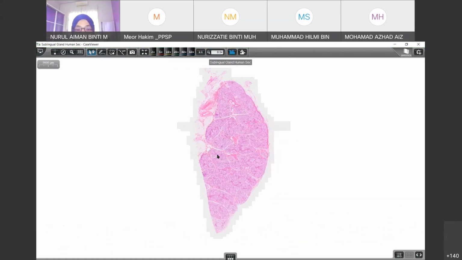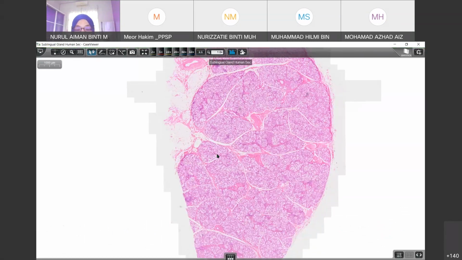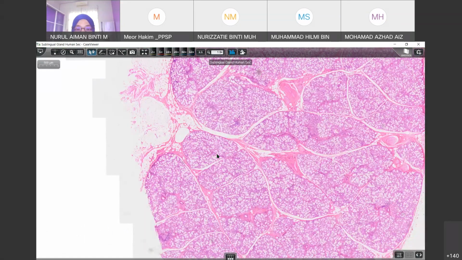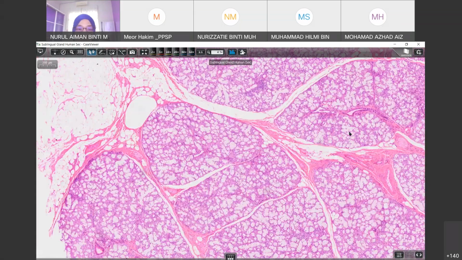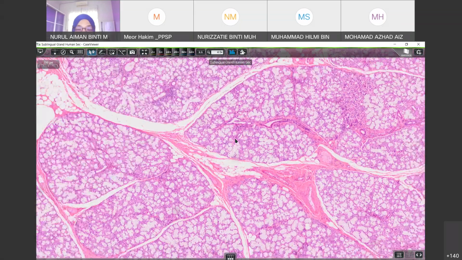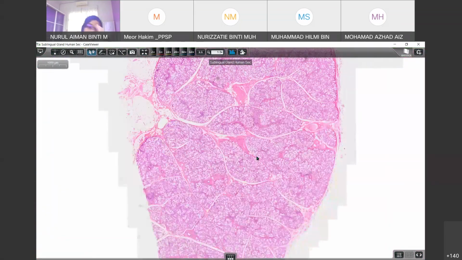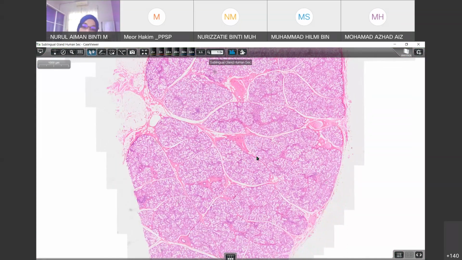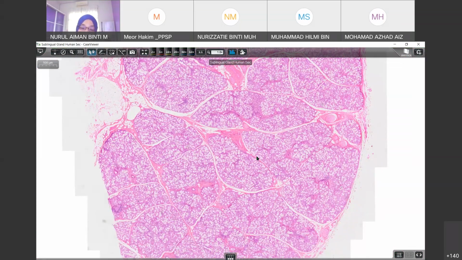Alright. So this is the sublingual gland. Sublingual is more white in color, so it might contain a lot of mucus type of gland.